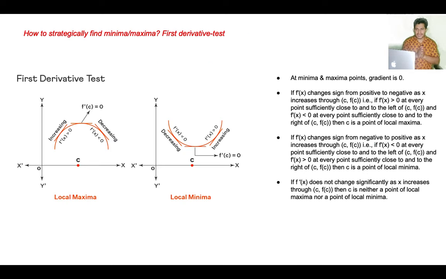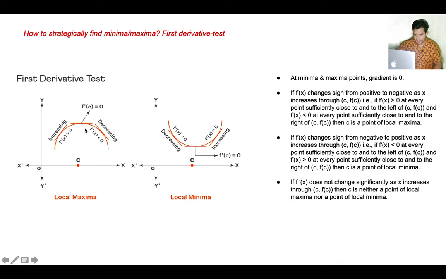Now, strategically, how to find minima or maxima? The first derivative test is one of the tests which can help us find, when the gradient is becoming zero, whether it's a minima point or a maxima point, because we have seen that for both minima and maxima, the gradient is zero. So we should be able to tell that, okay, this is a minima point, this is a maxima point, right? So we can use the first derivative test.